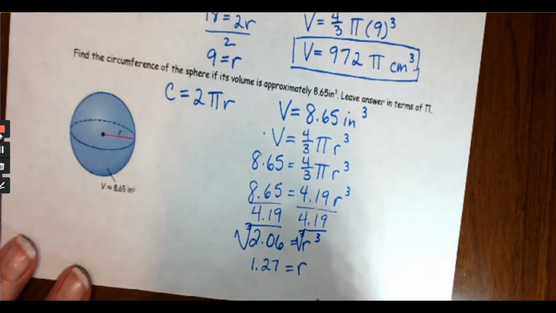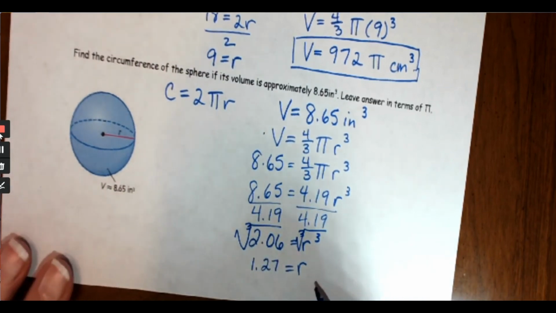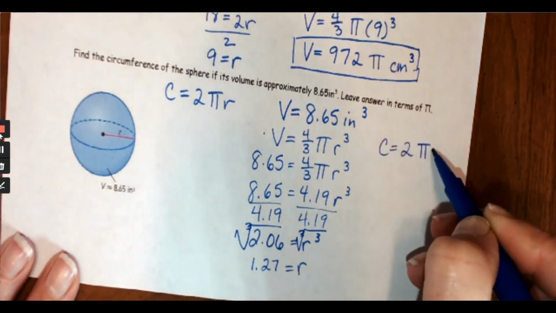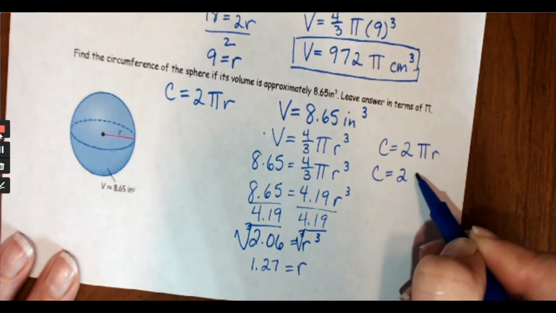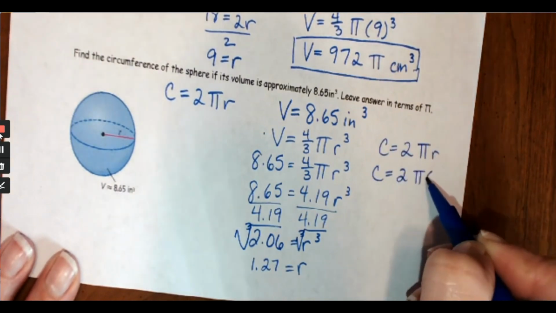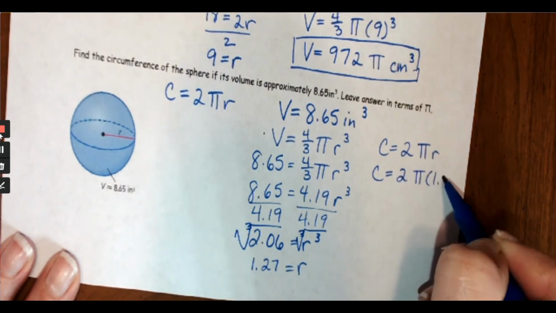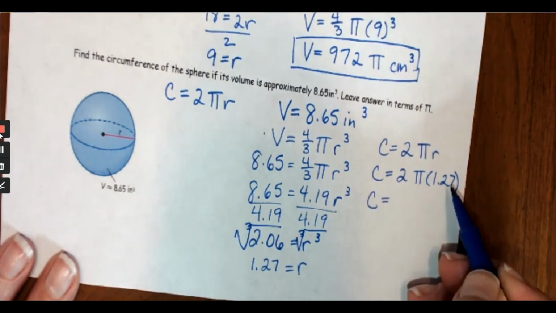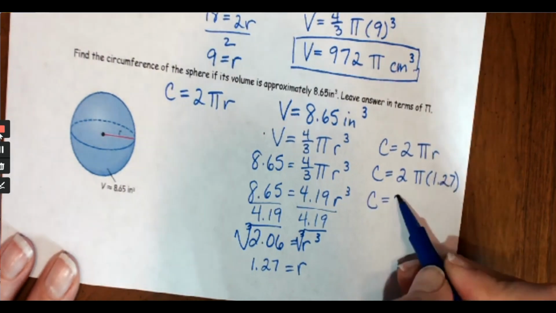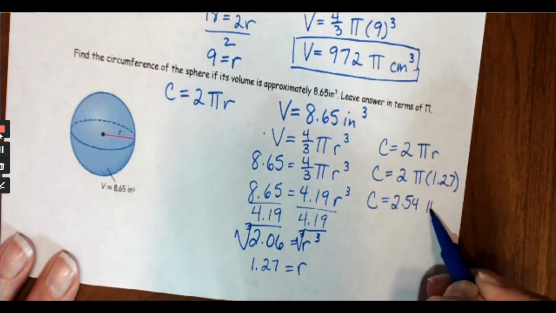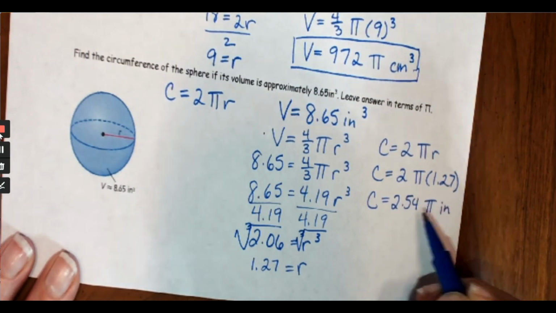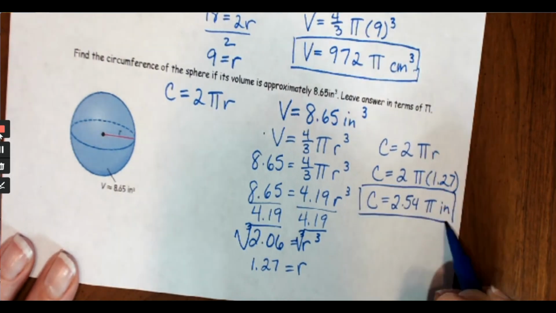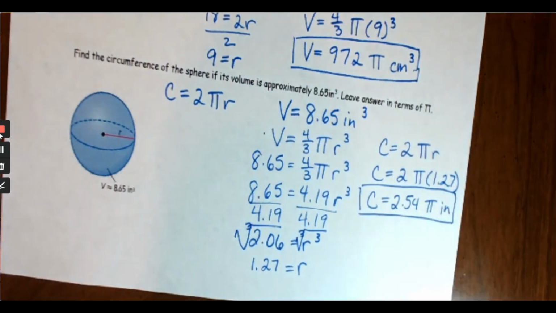1.27. But again, we didn't need to know the r. We want to know that circumference. So circumference is equal to 2 pi r, or circumference is equal to 2 pi times 1.27. We're going to leave our answer in terms of pi, which means we're just going to multiply the 2 and the 1.27, and we get 2.54 pi inches. And again, it's just inches because it's just that one-dimensional length around the sphere. So the circumference here is 2.54 pi inches.